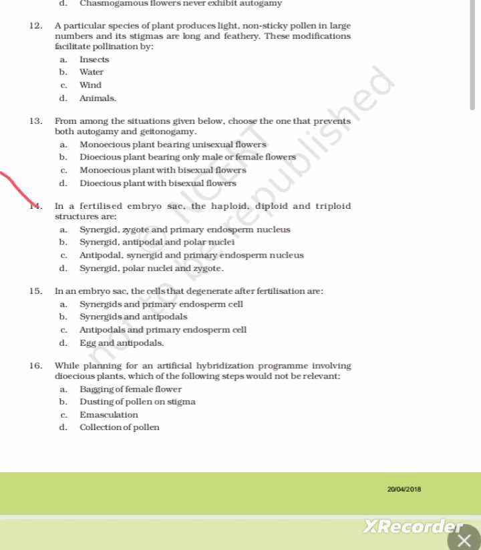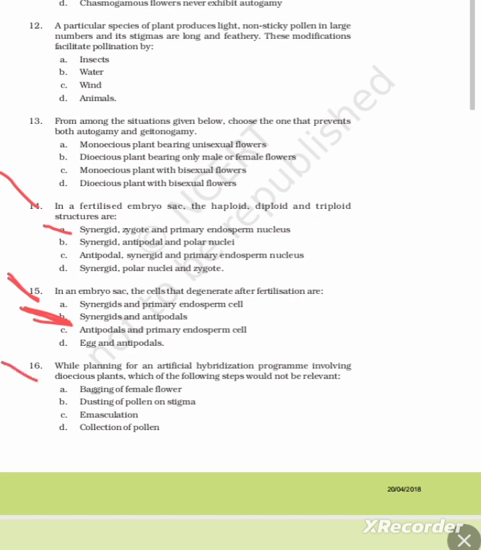In a fertilized embryo sac, the haploid, diploid and triploid structures: haploid are synergids, diploid is zygote, and triploid is primary endosperm nucleus. 15th question, in an embryo sac, the cells that degenerate after fertilization. So after fertilization in embryo sac, synergids and antipodals are going to degenerate. So option B is the right answer for this question.